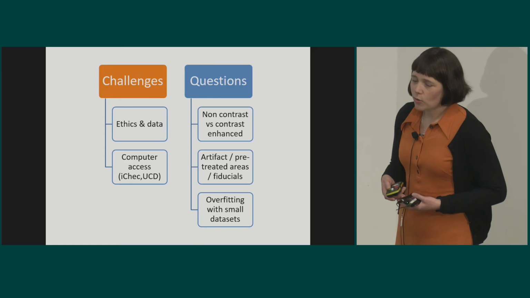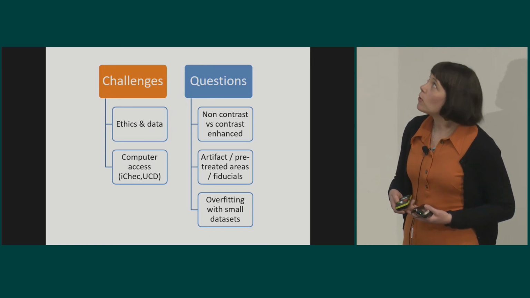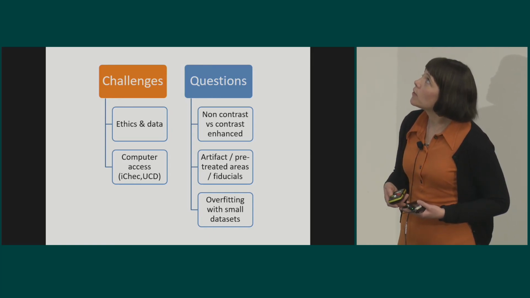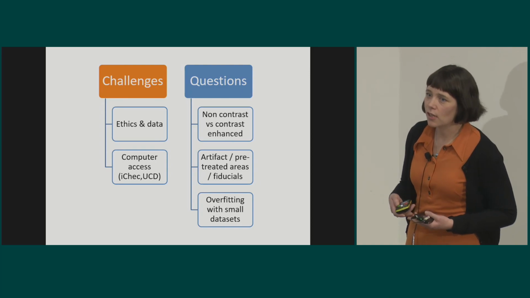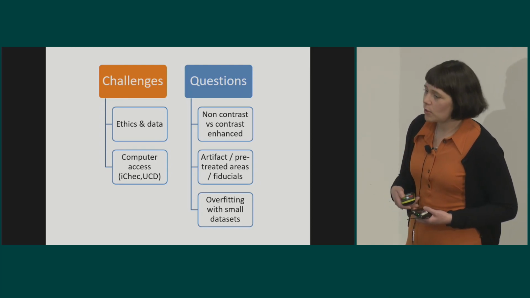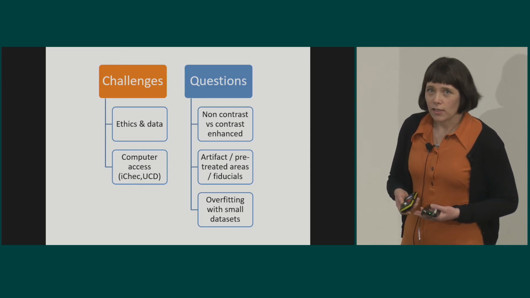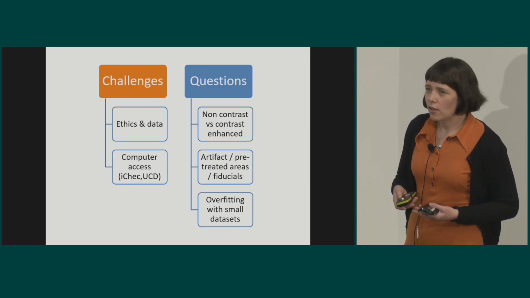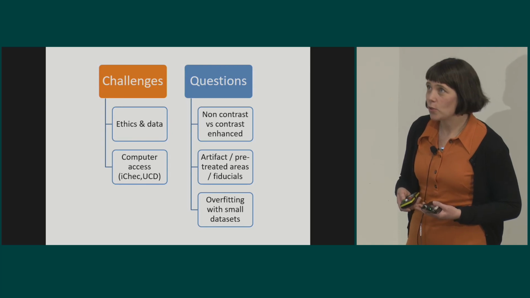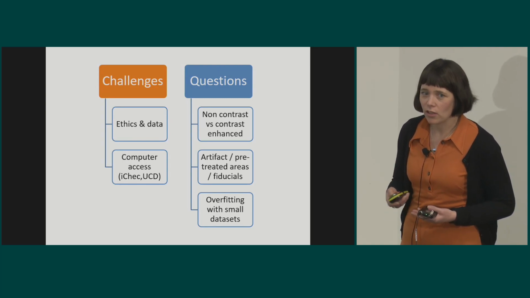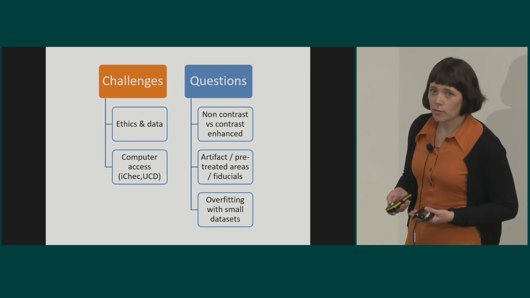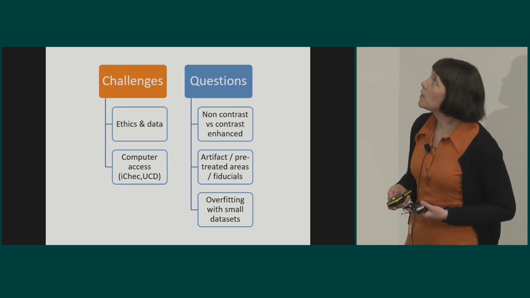Some of the questions that I'd like to explore are how the network would perform if it's trained on non-contrast images versus contrast-enhanced images, and comparing them. And I think a lot of physicians don't like it when they have to edit contours constantly. I think it's even more time consuming than contouring them from the beginning.